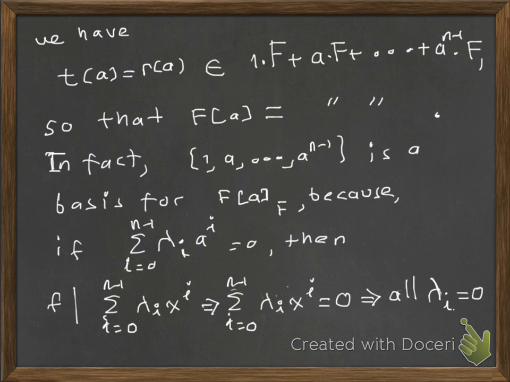But f is a polynomial of degree n, which now divides a polynomial of degree at most n minus 1. That goes to show that this latter polynomial has to be 0. But for a polynomial to be 0 means all coefficients are 0. That establishes that these elements are linearly independent. And now, combining with what we obtained here, this set makes up a basis for the vector space F[a].